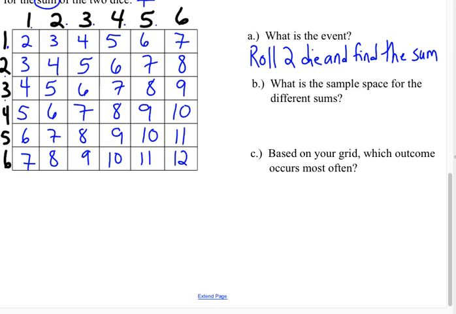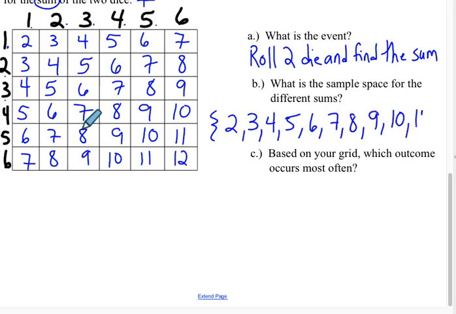Okay, hopefully you paused the video and filled in the rest of the grid, and it should look like what you see up here that I have completed. All right, next question, part B. What is the sample space for the different sums? Remember, the sample space is all possible outcomes of the event. So if I roll 2 die, the smallest sum that I can get is the 2 in the upper left-hand corner there. Right after that, I can get a 3, a 4, a 5, 6, 7, 8, 9, 10, 11, or 12. And 12 is my highest total of the faces of 2 die.